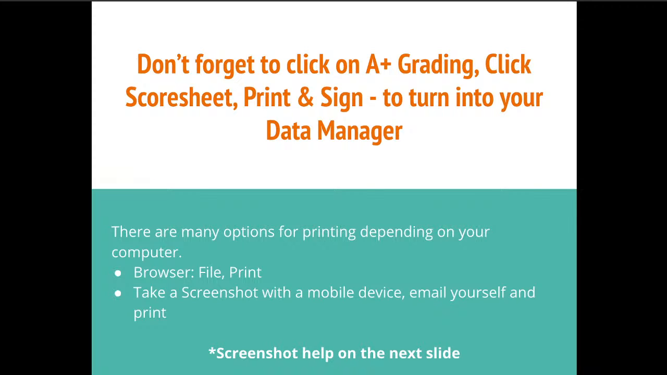So you want to click on your A+ grading charm or your tab, whatever you want to call it. You're going to click on score sheet. And at that point, you can print it by, whatever browser you're on, there should be a file print. And you're going to sign and turn that into your data manager, okay? If you are on a mobile device, you can screenshot it and email it to yourself and print it. But we wanted to make sure we covered with you guys how to do that screenshot mode.